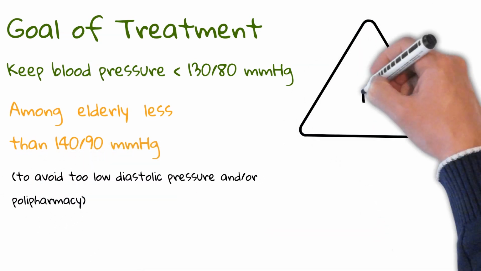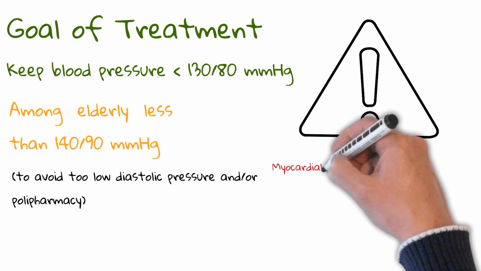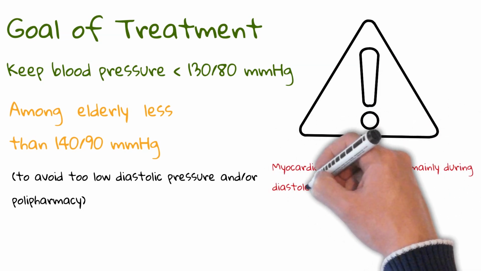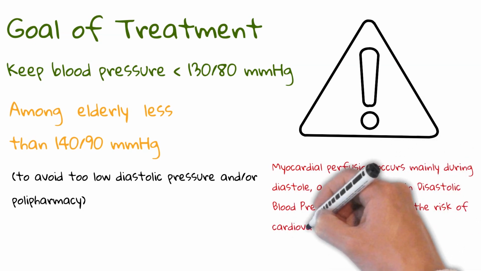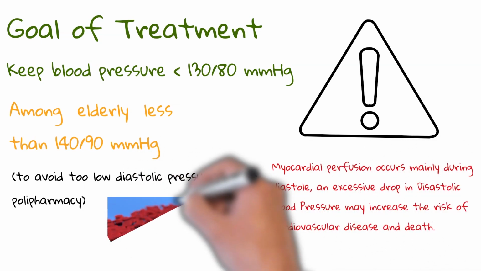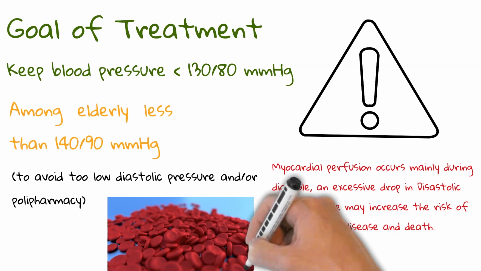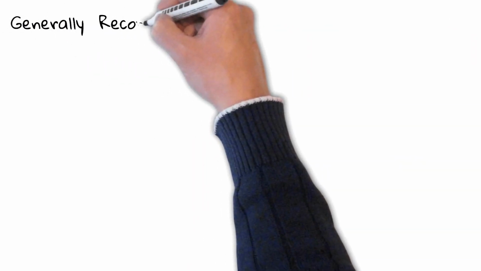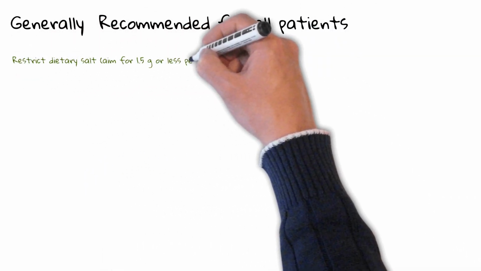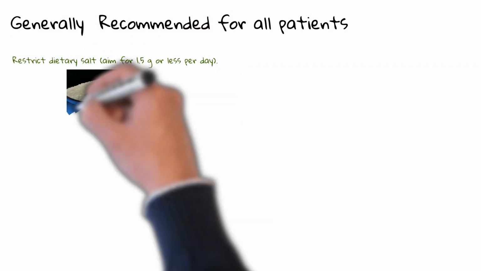Patients who receive antihypertensive treatment may precipitously drop their diastolic blood pressure as well. As myocardial perfusion occurs mainly during diastole, an excessive drop in diastolic blood pressure may increase the risk of cardiovascular disease and death. Recommended for all patients, regardless of the reading of the blood pressure.